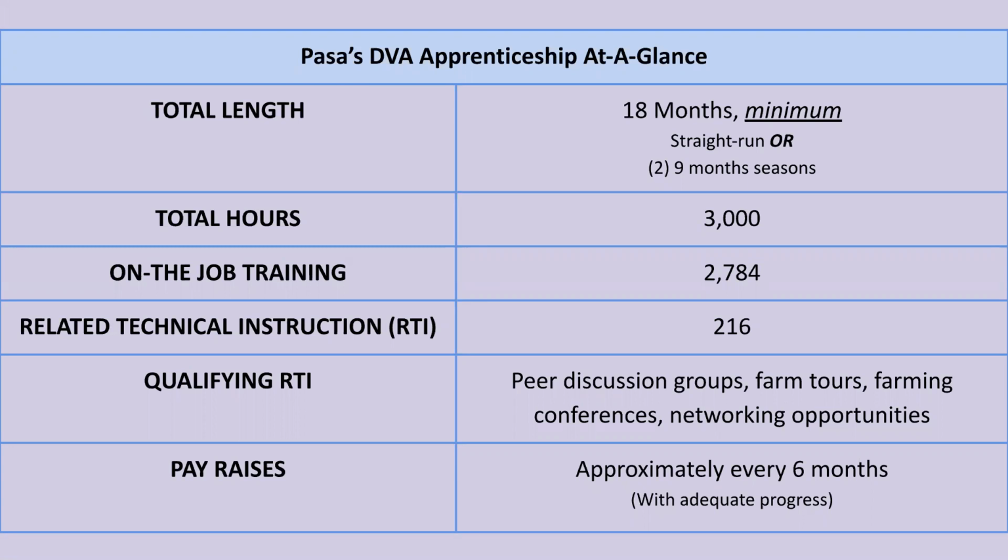We have a program minimum of $8 an hour. Our state minimum wage, I think, is $7.20, $7.25, something like that. I believe all of our farms are well above that minimum, especially when you take in kind compensation, housing, food, and other things into the mix. But we have a wage minimum of $8. Again, pay raises with adequate progress, which is part of the industry standard.